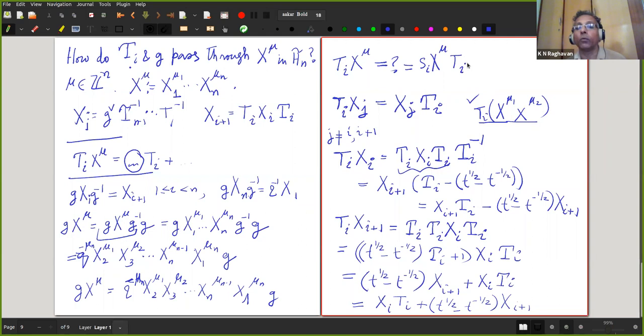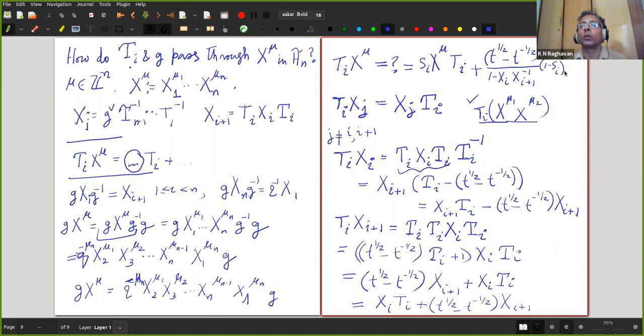So it will switch Xi and Xi plus one. See, for example, here, that's what is happening. This is Si of Xi, this is Si of Xi, Xi plus one. And similarly here, Si of Xi plus one is Xi. Okay, so that's what that is. Plus T power half minus T power minus half, by 1 minus Xi, Xi plus 1 inverse, times 1 minus Si into X mu.